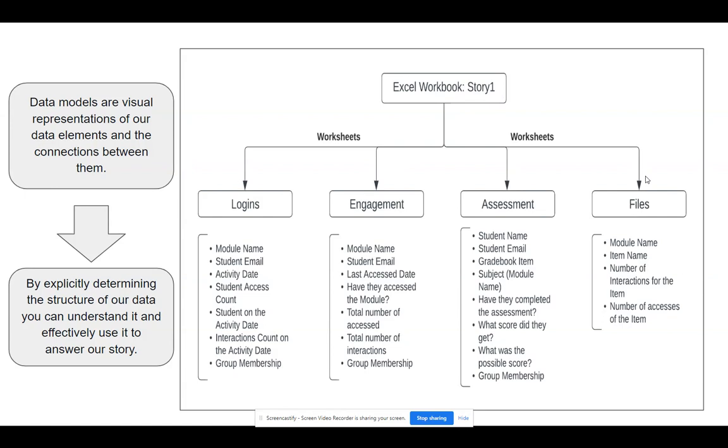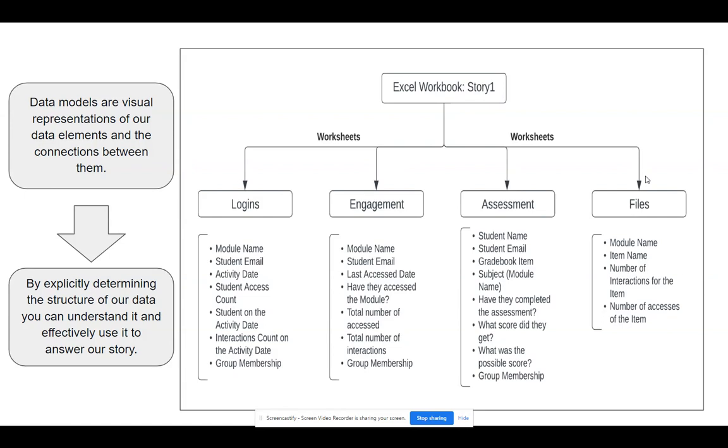So when we explore one particular element, say access, in this case, access patterns through logins, we can understand how that has repercussions or implications on group membership and engagement or assessment patterns. So for this story, you have a very, very simple data model.